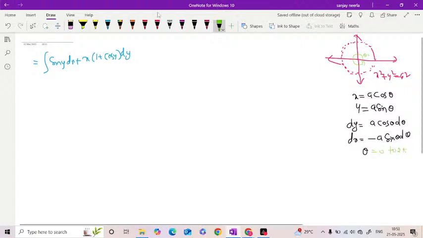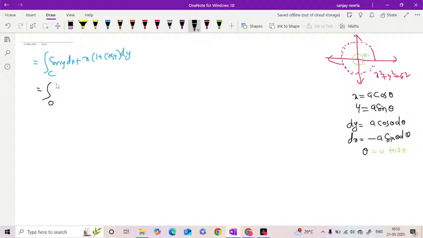ఇప్పుడు సాల్వ్ చేయొచ్చండి ఈజీగా. Now the problem is simple. So the integral from 0 to 2 pi and sin y.